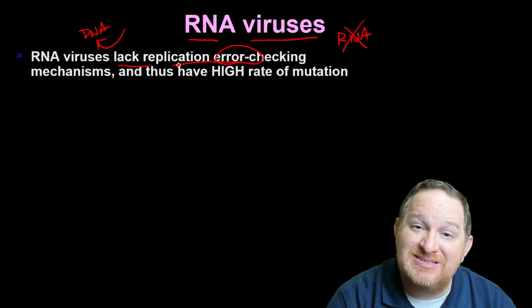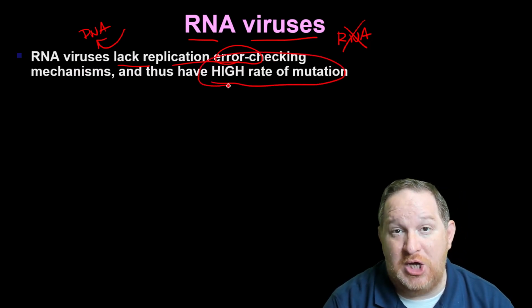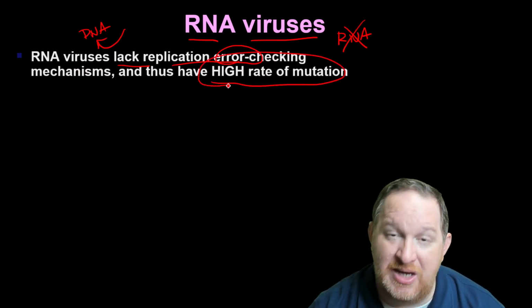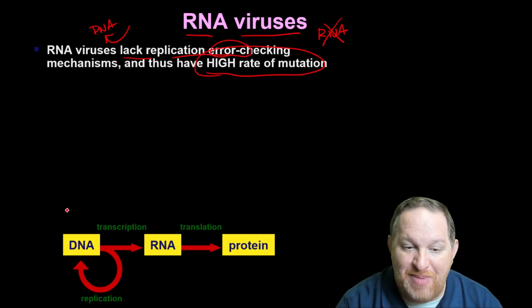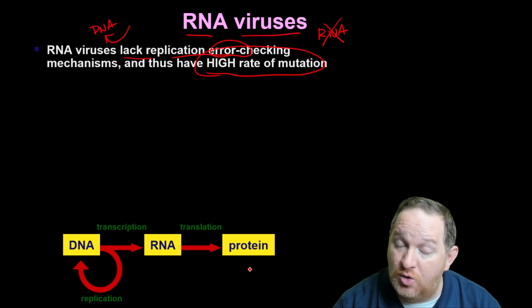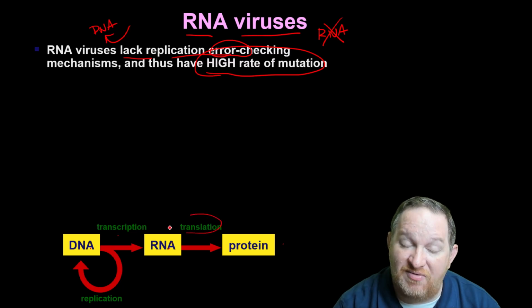Because these RNA viruses don't have the checking mechanisms, they have high rates of mutation. So they're constantly mutating, constantly evolving. You may remember the basic flow I've been talking about, or alluded to, many times throughout the video. DNA goes to RNA through transcription. RNA makes the proteins through translation.